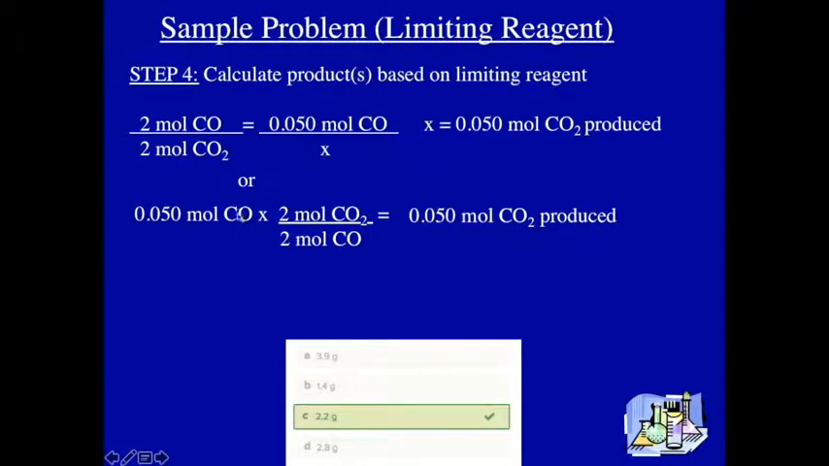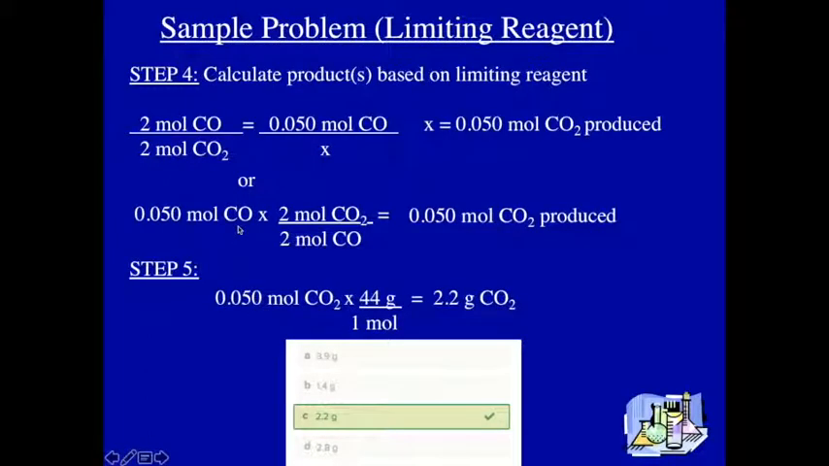and we would cancel out the moles of carbon monoxide. This is the same canceling of units we've done throughout this year, and I said it's going to just keep coming back in different forms. So we end up producing 0.050 moles of carbon dioxide because the carbon monoxide runs out, and we end up changing the moles to grams with the gram molar mass of carbon dioxide, and we end up with 2.2 grams of carbon dioxide, which was the answer in this particular problem.